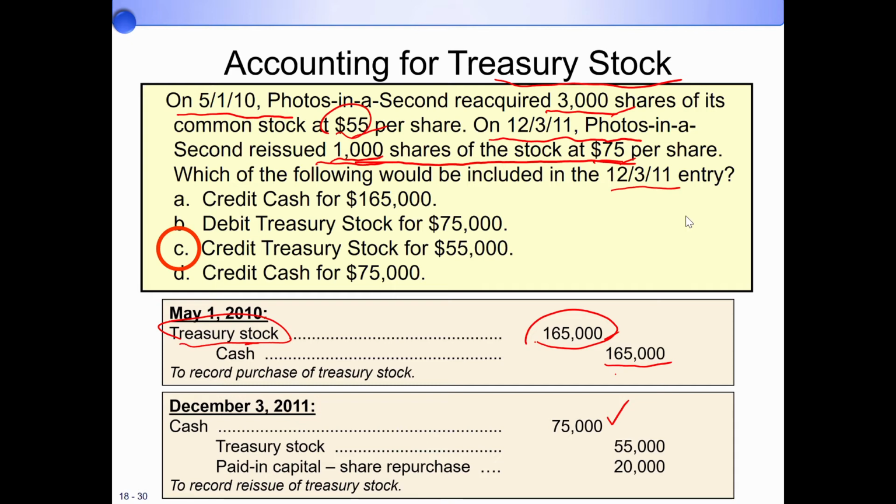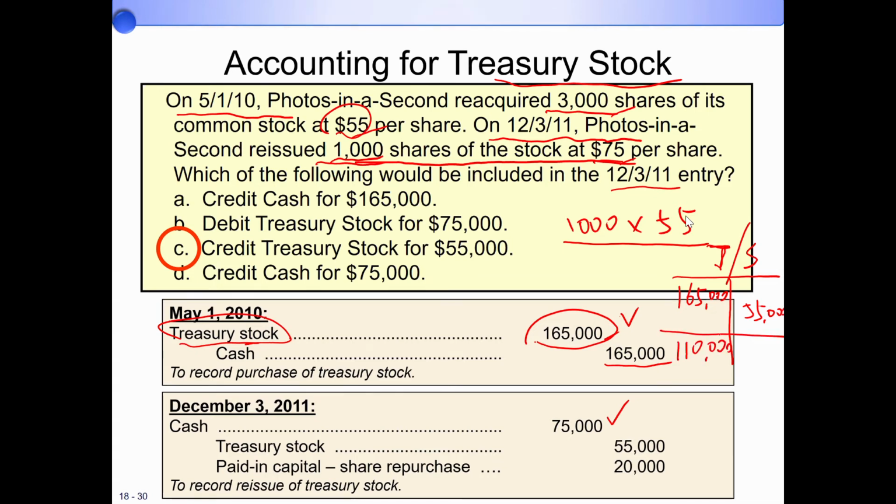So 1,000 treasury stock. Remember, the original cost is 1,000 times 55, so that's the original cost of the treasury stock. The treasury stock account is going to decrease by 55, from the original 3,000 shares down to 2,000. This is the treasury stock account, where initially we had 165,000. Now we sold 1,000 shares, so it decreased by 55,000.